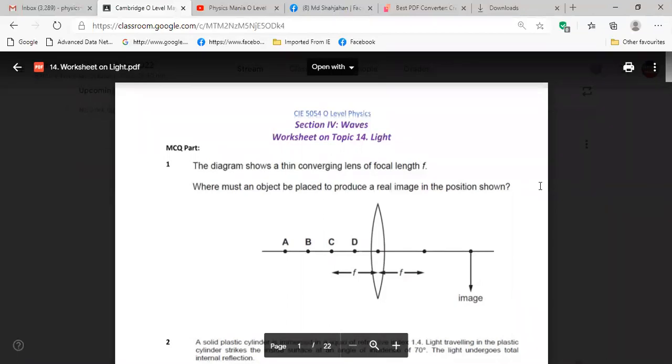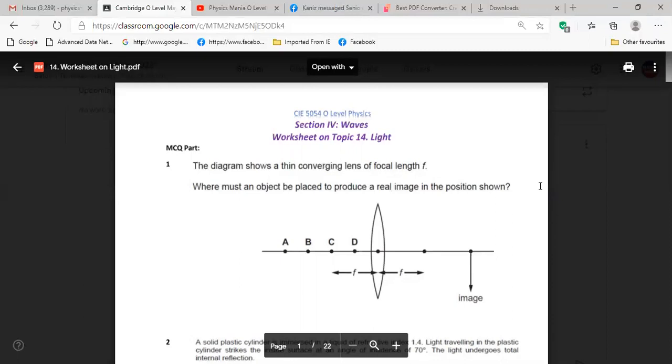Yes, sir. Read the question. The diagram shows a thin converging lens of focal length f. Where must an object be placed to produce a real image in the position shown? Okay, so before, you drew the image position from the object, right? Yes, sir. It will be a new experience for you to draw the object position from the image.